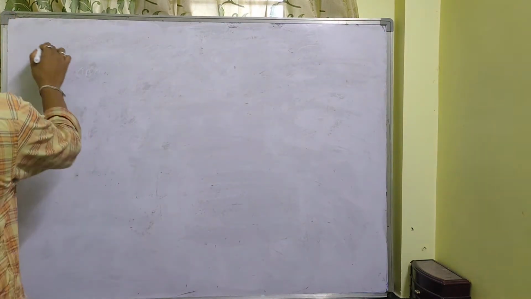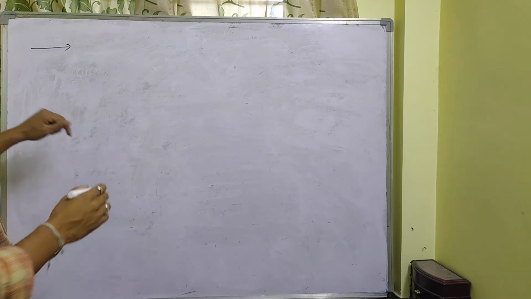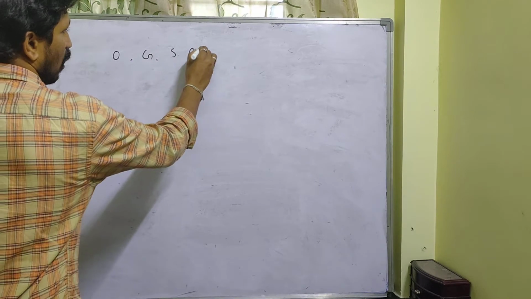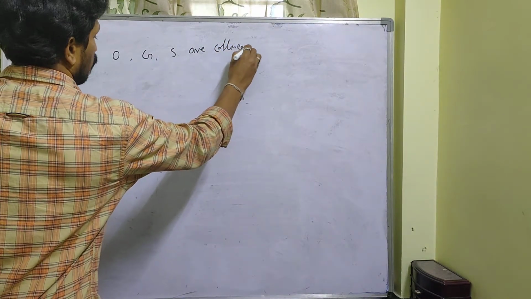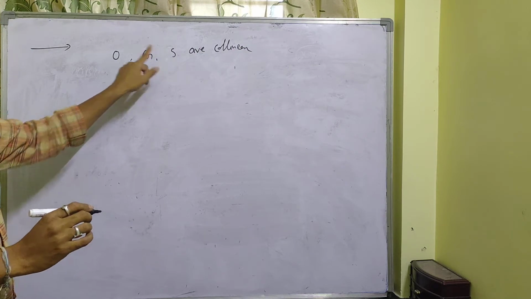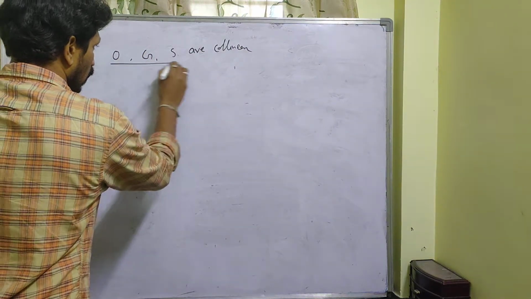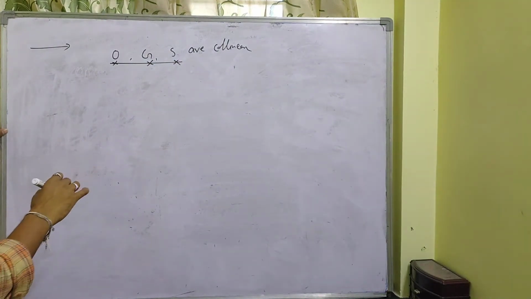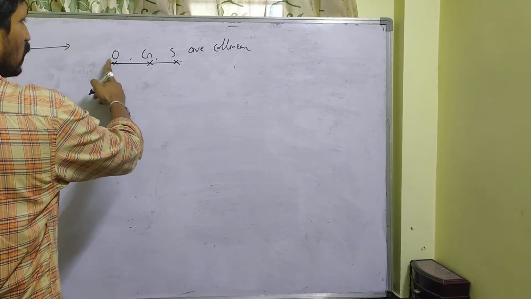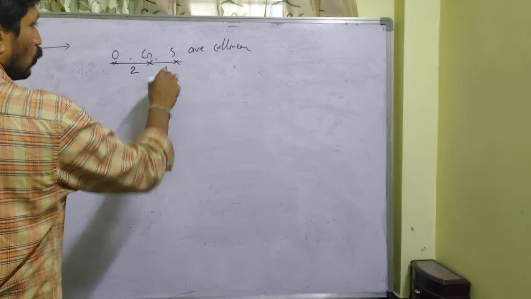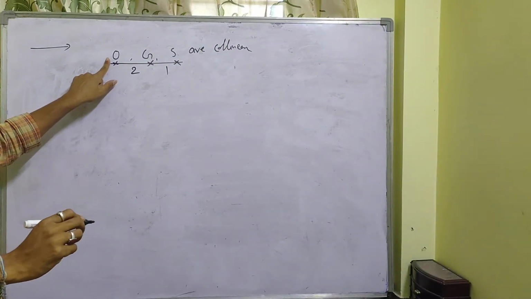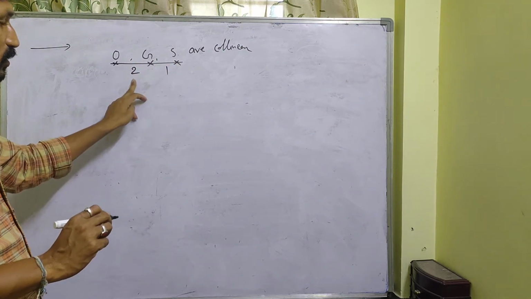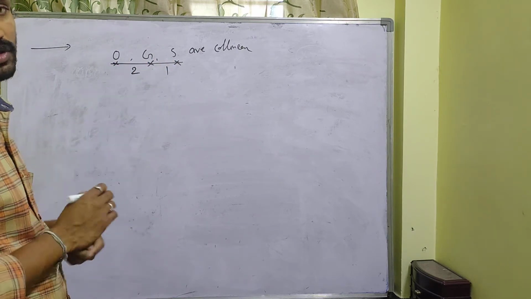You remember this one? This is called Euler's line. He proved O, G, S are collinear. That means orthocenter, centroid, circumcenter lie on the same line. And he proved G divides the line segment OS in the ratio 2:1 from the orthocenter side. This is 2:1, total 3 parts.